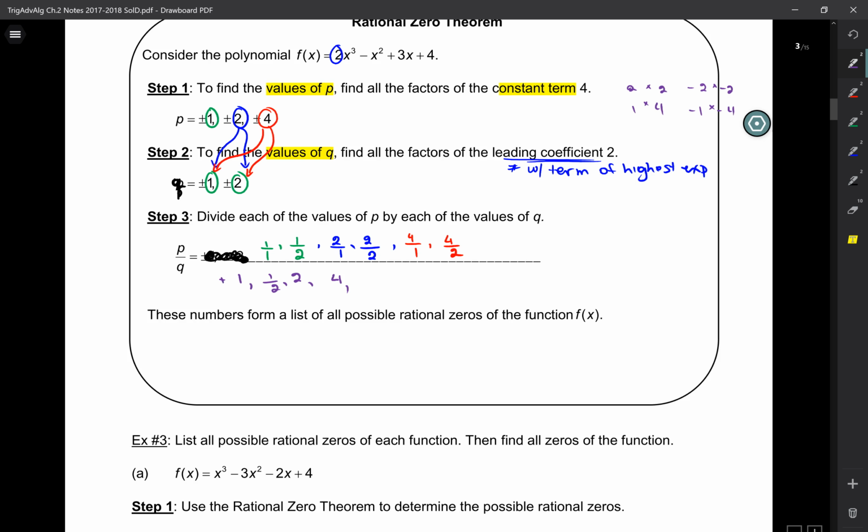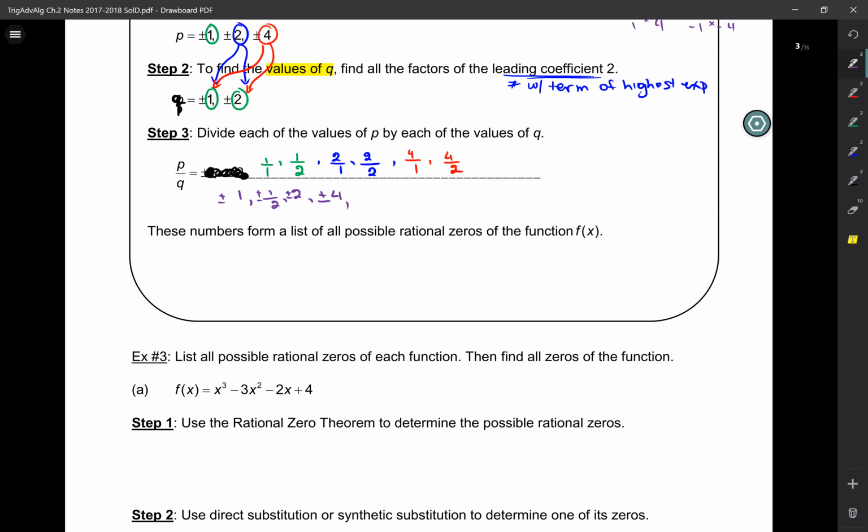And now what I do is I just put plus or minus in front of them. So these are all the possible rational zeros. Now, to write it even more concisely, I just say plus or minus, in parentheses, 1, 1/2, 2, 4. We don't waste lead that way.